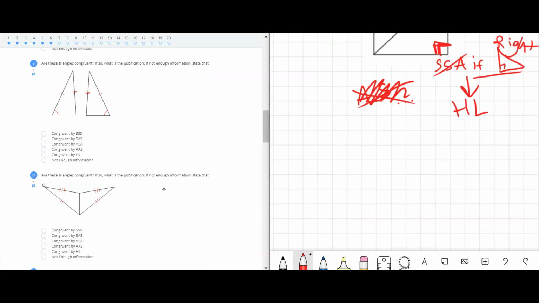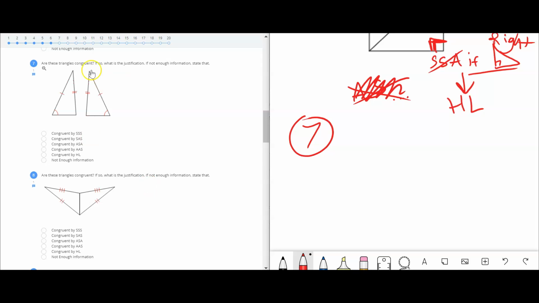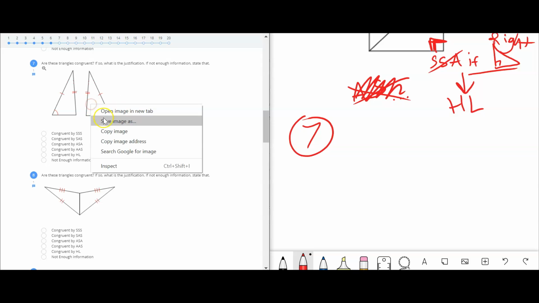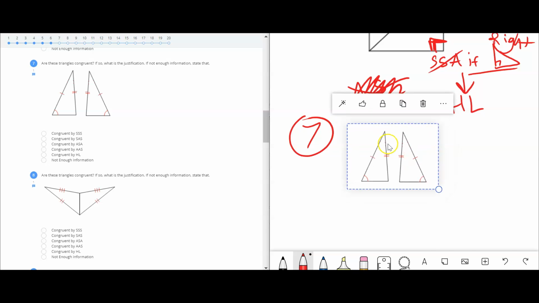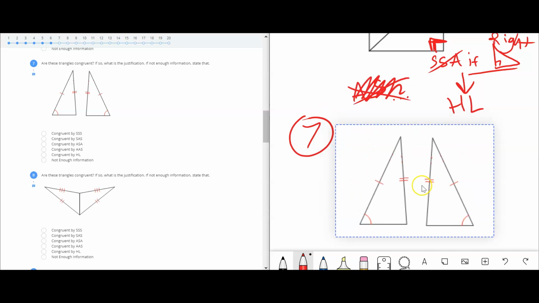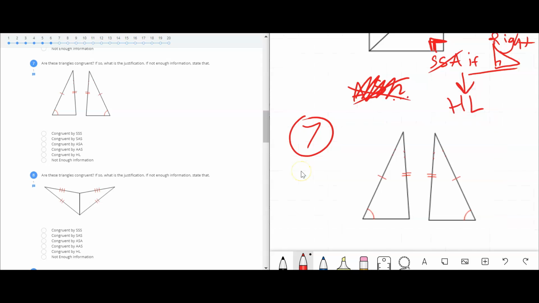Number 7 here. Are these triangles congruent? Now let's test what we just learned, okay? Let me copy this over. All right, so what do we have congruent? Right here we have an angle, then we have sides, and then we have another side. If we go in order, it's going to be angle, side, side, angle, side, side.